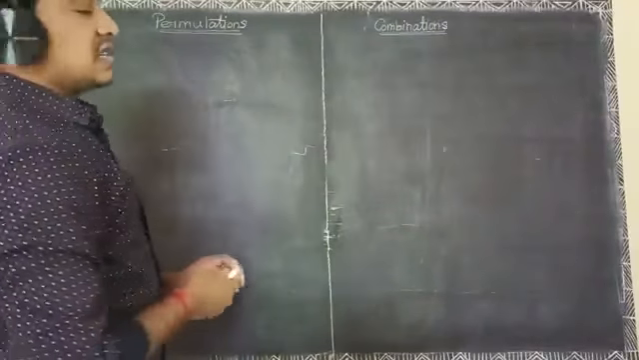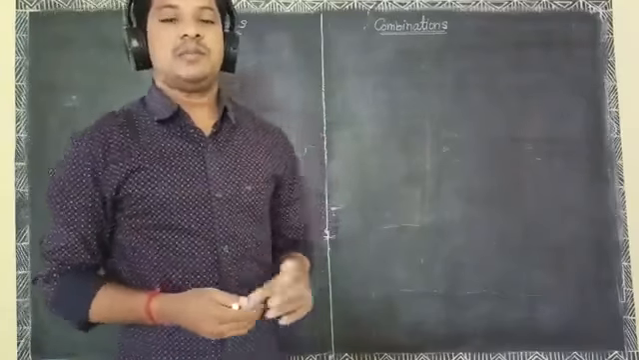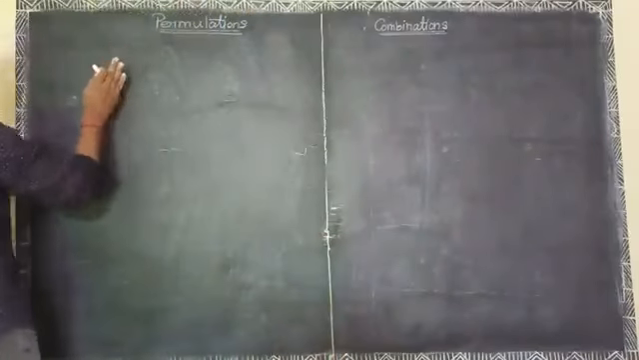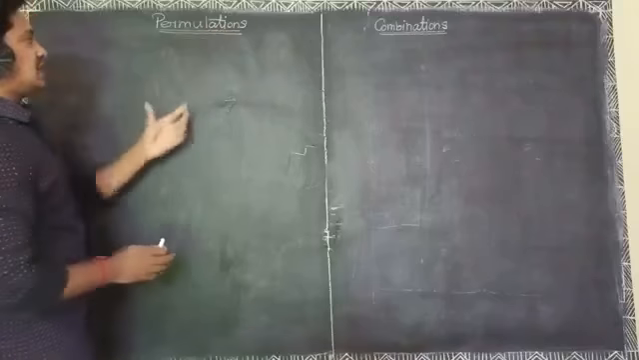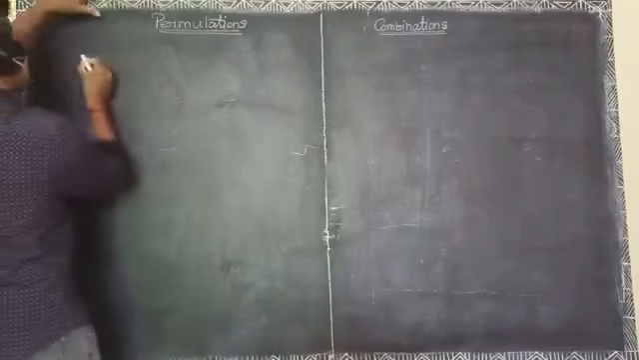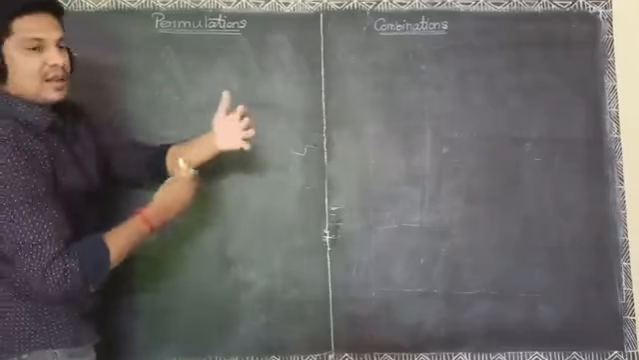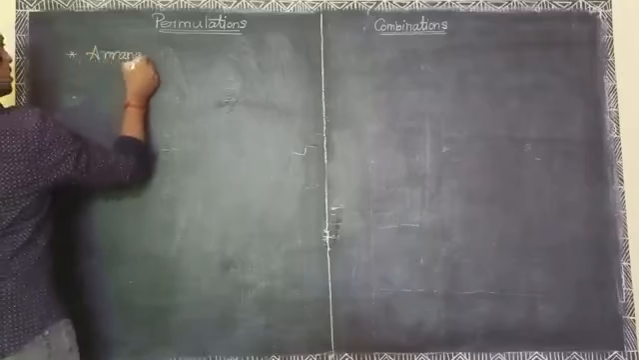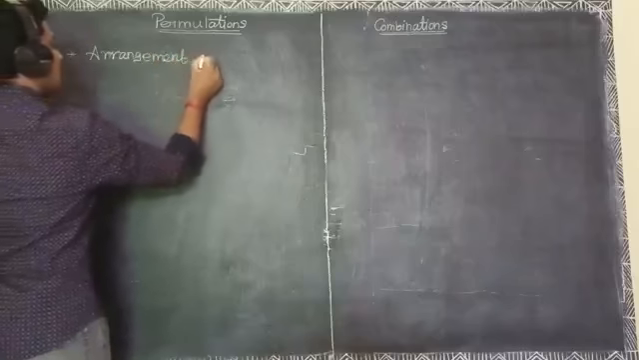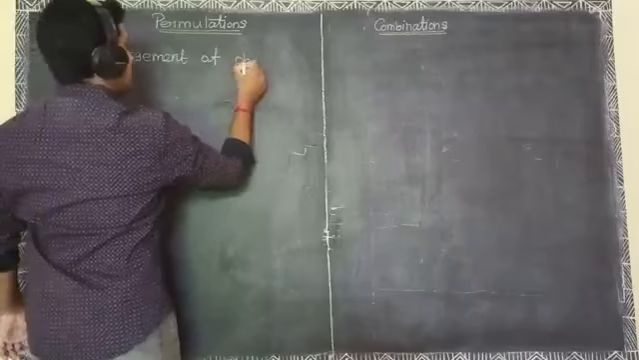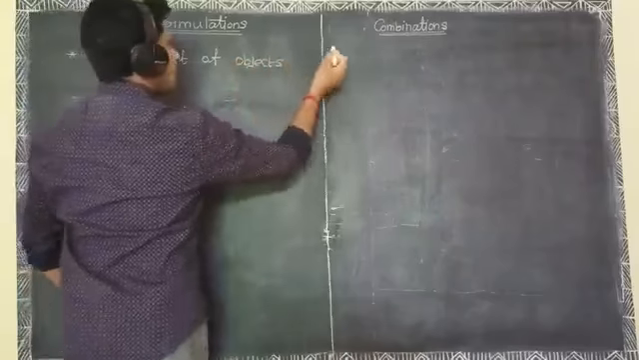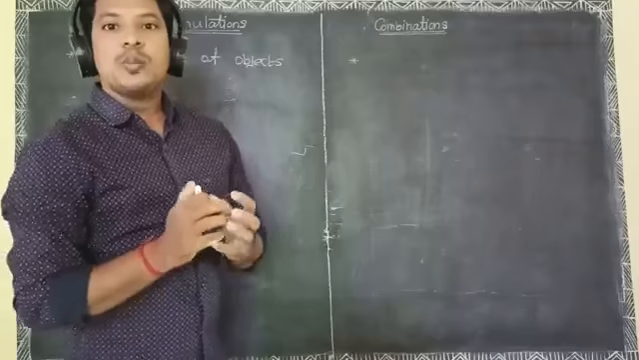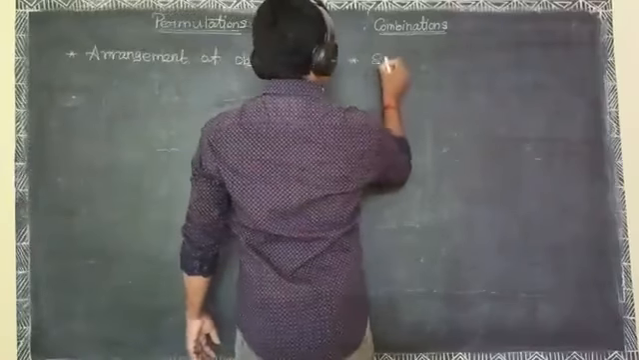Next we will discuss the difference between permutations and combinations. What is the use of permutations? The use of permutations is arrangement of elements, of objects. Combinations are the number of selections or grouping of objects, selection of objects.